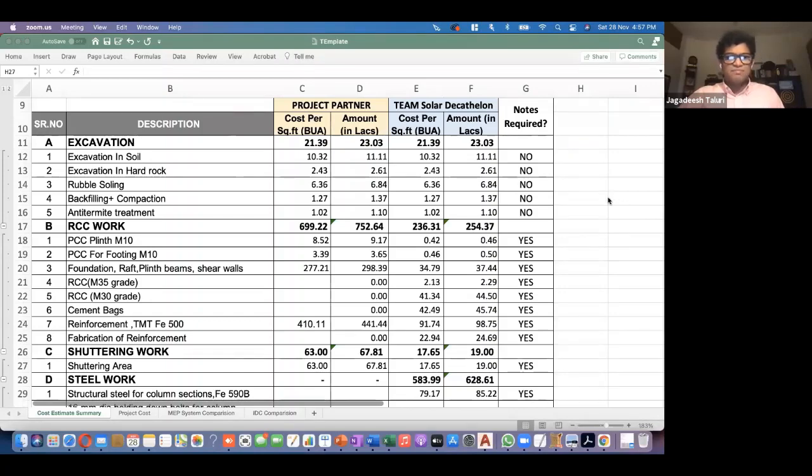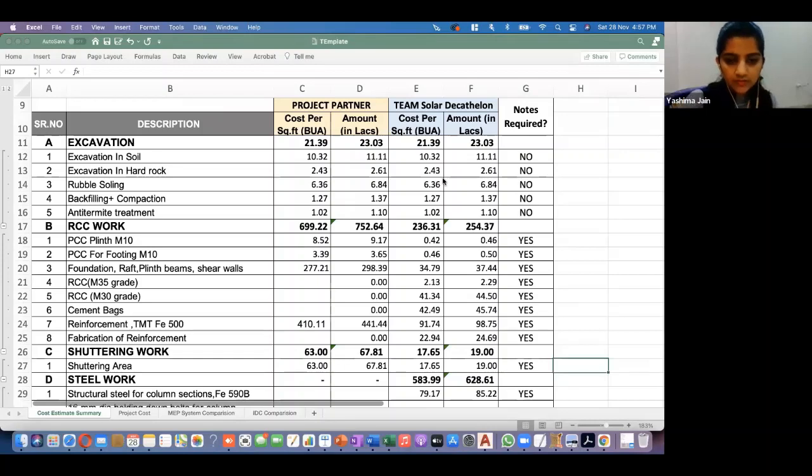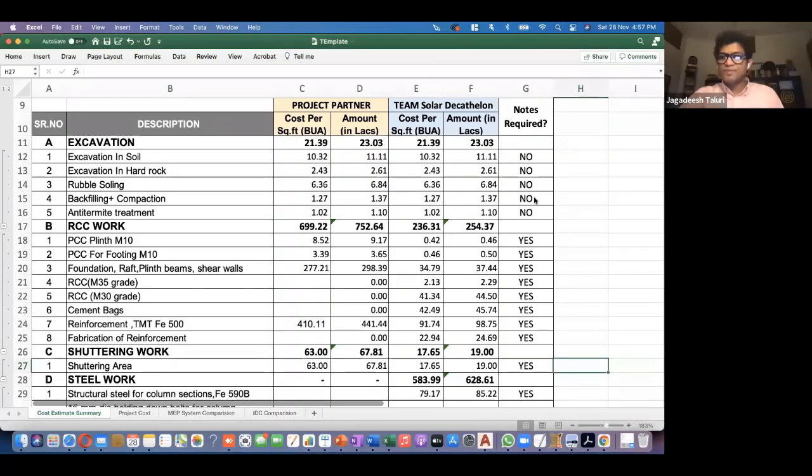So this is a simple Excel sheet. Are you able to see my screen? Yes, Jagdish. Yashima? Yes, we are able to see your screen. Hello? Yes, your screen is visible.